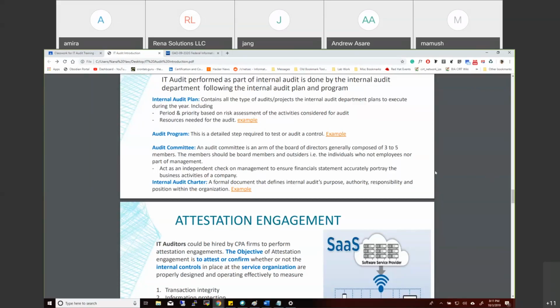Yeah, normally as associates, you don't really play a role in that. Normally it's managers and directors, and sometimes seniors will be involved in putting together the plan. Once the plan is finalized, they distribute it to the whole team, and the whole team is made aware of what's being tested when. But it's just for your awareness. You wouldn't be responsible for putting together the plan. All right, let's go to attestation engagement.